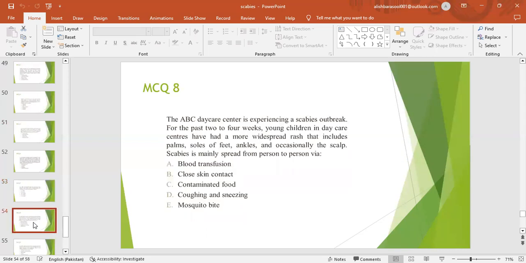The ABC daycare center is experiencing a scabies outbreak for the past 2 to 4 weeks. Young children in daycare centers have had a more widespread rash that includes palms, soles of feet, ankles, and occasionally the scalp. Scabies is mainly spread from person to person via blood transfusion, close skin contact, contaminated food, coughing and sneezing, mosquito bite. B.